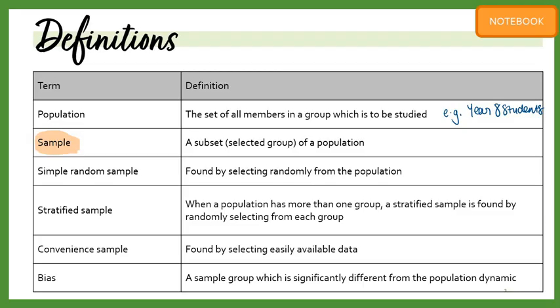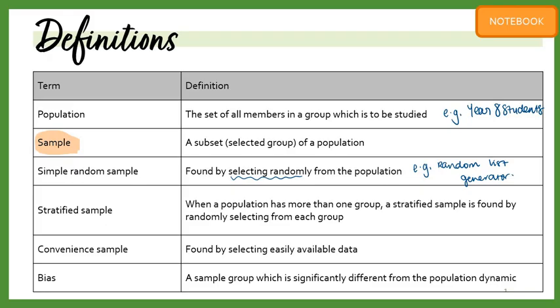Okay, and there's a couple of different ways that we might sample. The first is what we call a simple random sample, and this is just selecting randomly from the population. Okay, so I might do this just through a random number generator, so a random list generator, and then from there I might send out surveys to those people, given that that was ethical to do.